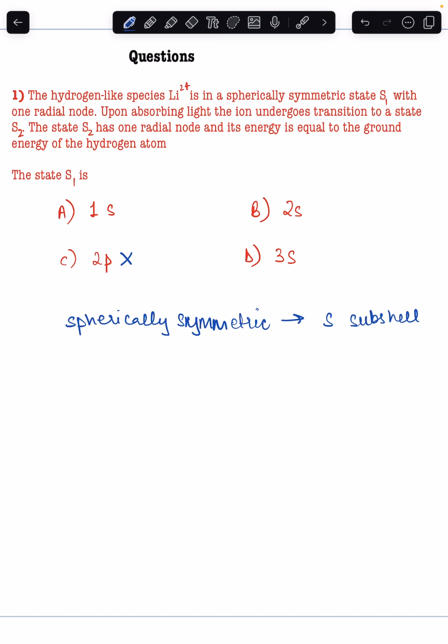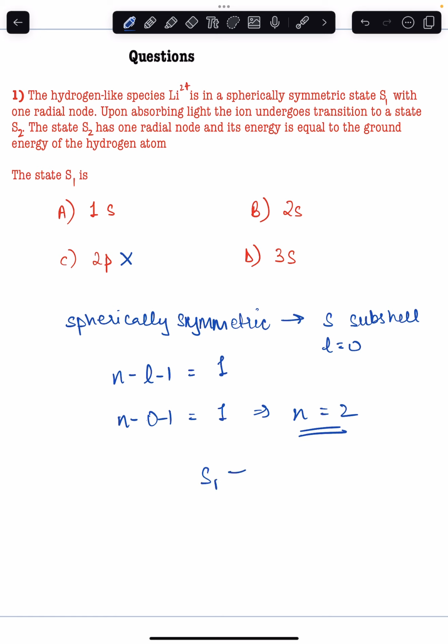Alright, then we have it's Li2+. It also has one radial node, and radial node, how do we calculate? N minus L minus 1 equal to 1, and we know that L equal to 0. So N minus 0 minus 1 equal to 1, which means N is going to be equal to 2. So the S1 is going to be 2S, right? So this one is going to be the correct answer.